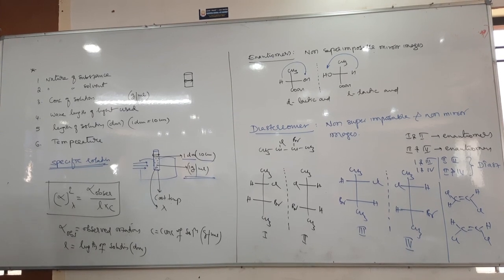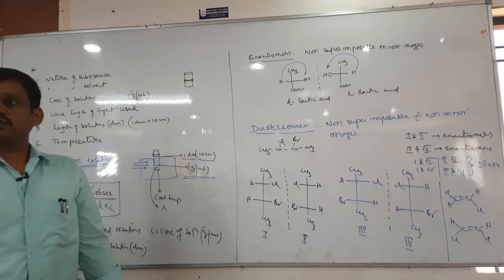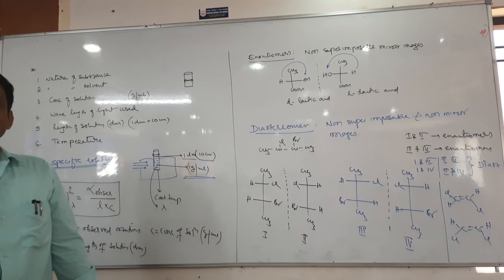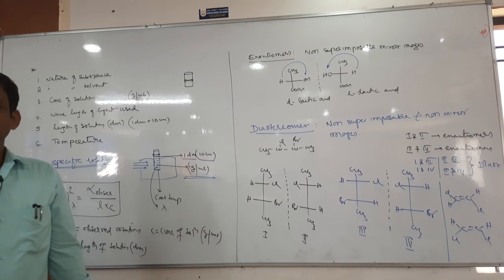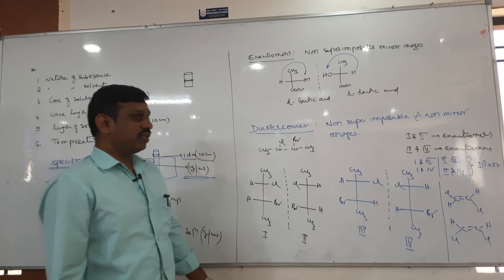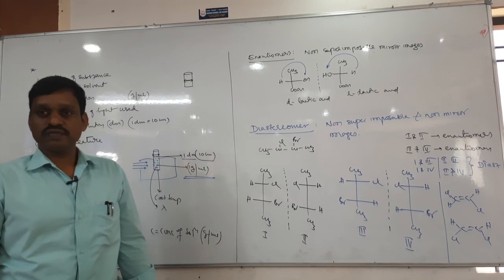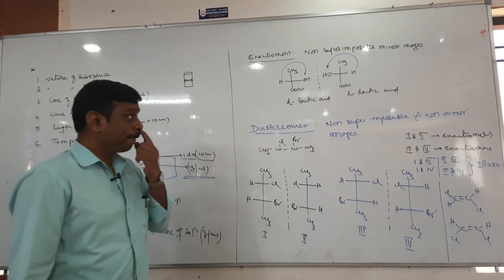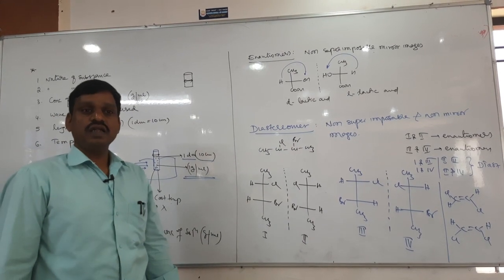Next point, the relation between small d and small l is always which relation? Enantiomeric relation, right? So like brother and sister, small d and small l are always in an enantiomeric relation. Take an example: D lactic acid, L lactic acid.